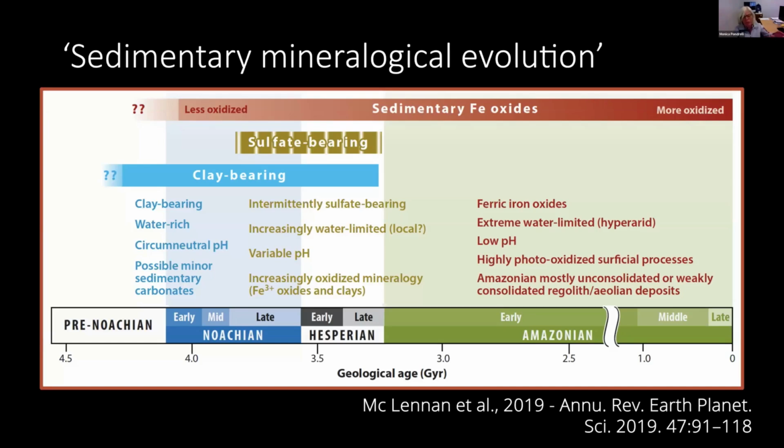This evolution suggests a transition from water-rich conditions until the mid-Noachian to increasingly water-limited conditions up to the end of the Hesperian. Then, in the Amazonian, ferric iron oxides dominate, suggesting the transition to the extreme hyperarid conditions that we know today.